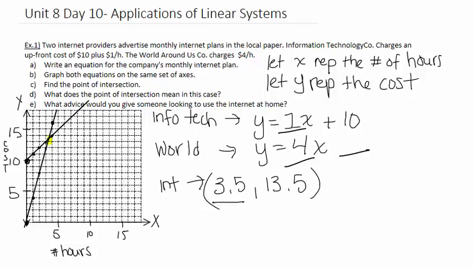I would also tell someone who is planning to use less than 3.5 hours of internet a month, I would go with the line that is the lowest, which is the World Around Us internet plan, because they are going to charge a cheaper rate. And finally, if they were planning to use 3.5 hours, I would say you can pick either one.